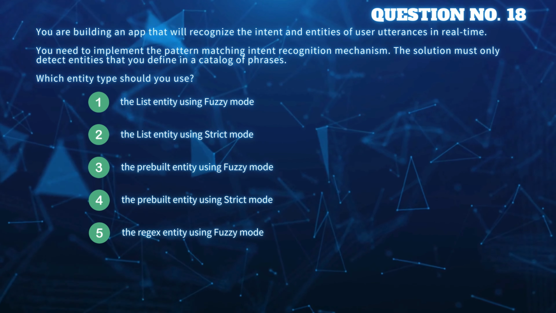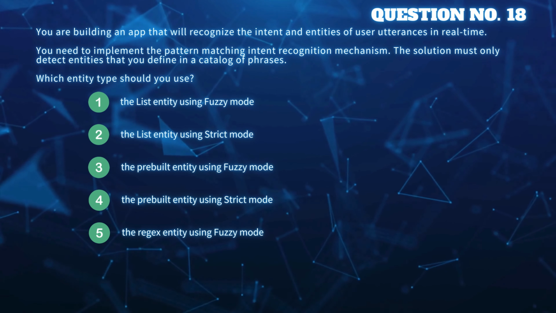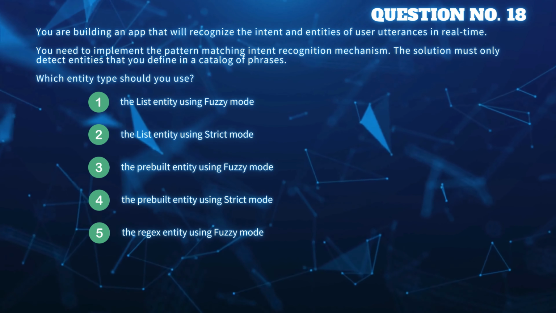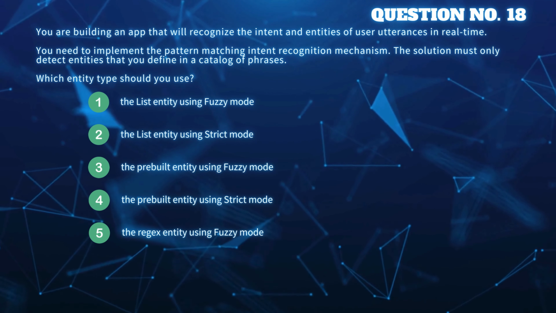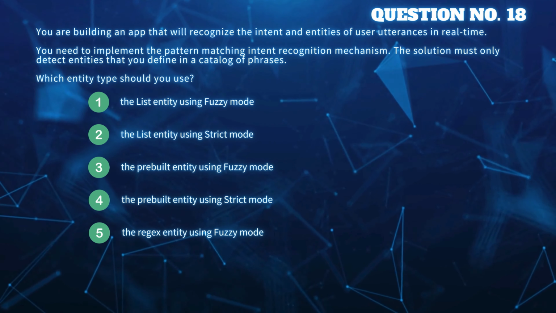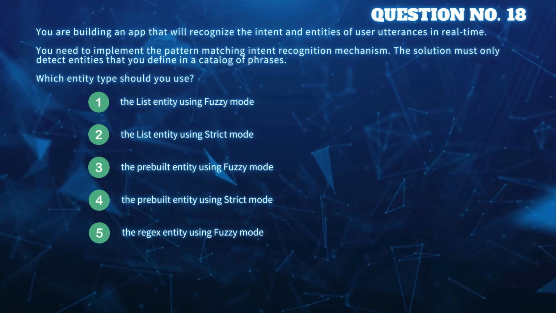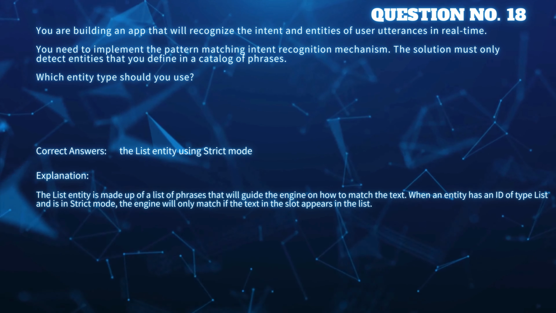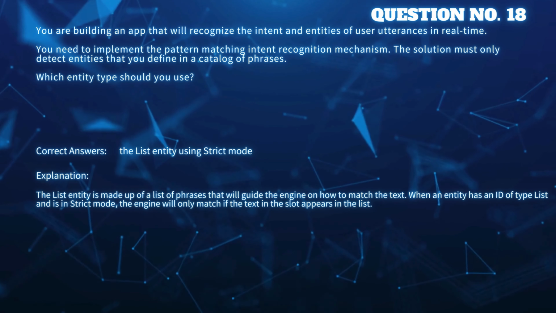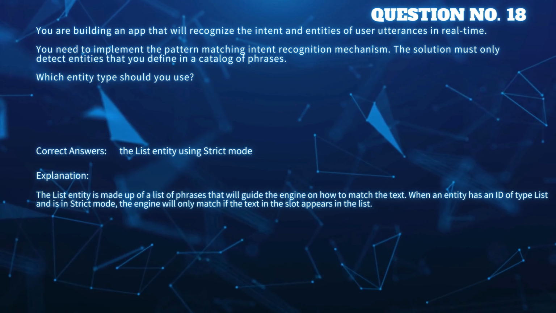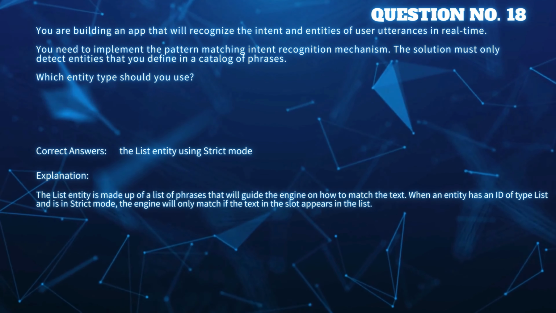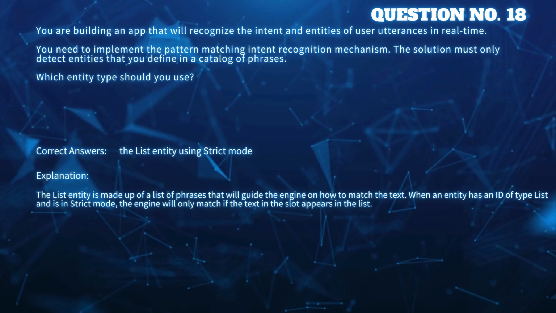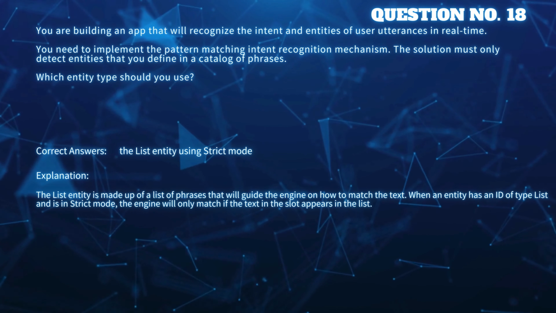Option 3. The pre-built entity using fuzzy mode. Option 4. The pre-built entity using strict mode. Option 5. The regex entity using fuzzy mode. Correct answer, the list entity using strict mode. Explanation: the list entity is made up of a list of phrases that will guide the engine on how to match the text. When an entity has an ID of type list and is in strict mode, the engine will only match if the text in the slot appears in the list.